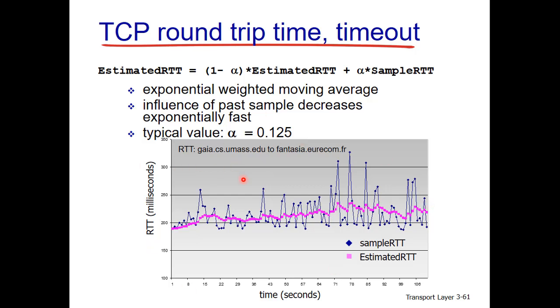So let's understand this figure. In this figure, the blue graph is the sample RTT, which varies a lot. So we want an estimated RTT that is much smoother. This is the estimated RTT, the pink graph, which is much smoother than the sample RTT. But if we set this estimated RTT as a timeout value, then all those packets above this line are retransmitted.